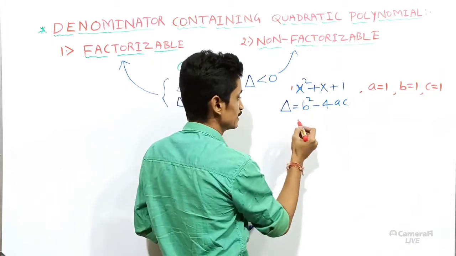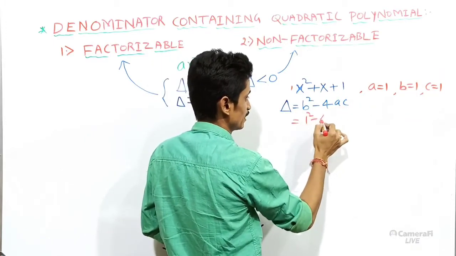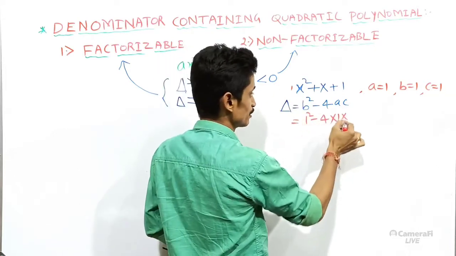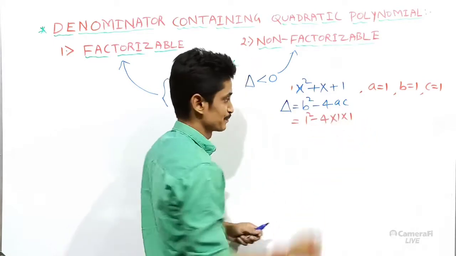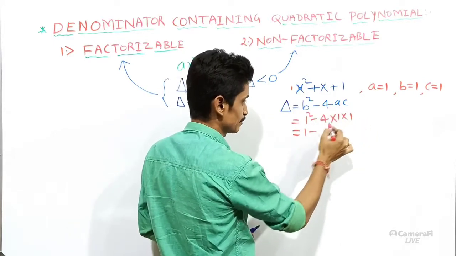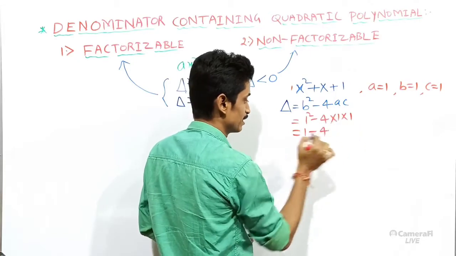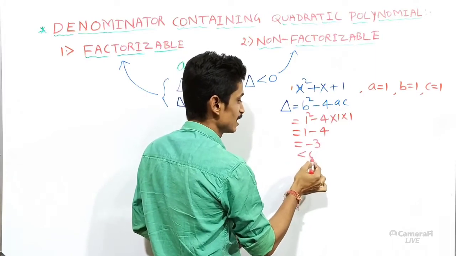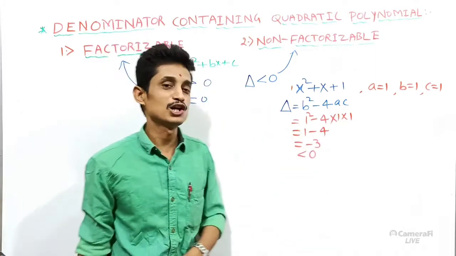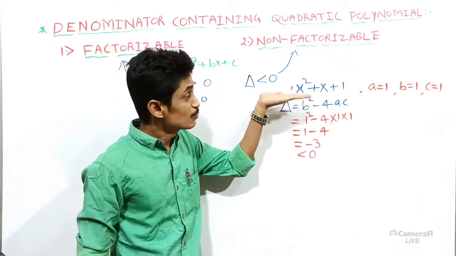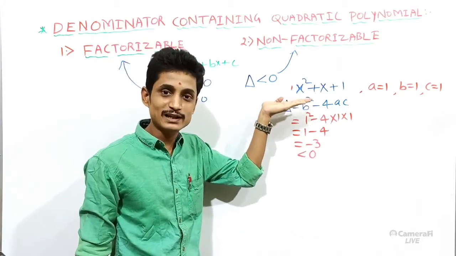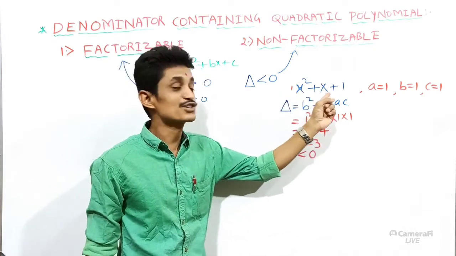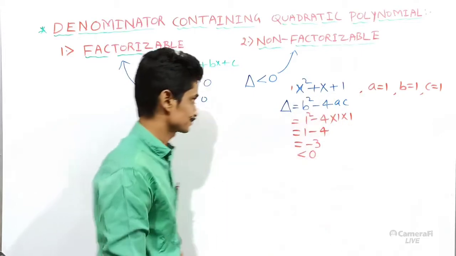Just replacing here, b square is 1 square, minus 4 into the value of a, which is 1, into the value of c, which is 1. It means 1 square is 1, minus 4 into 1 is 4, that is 1 minus 4 is minus 3, which is smaller than 0. At this time we cannot factorize. We cannot factorize means we don't have real solutions for such quadratic polynomials.